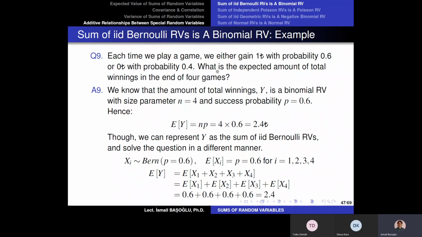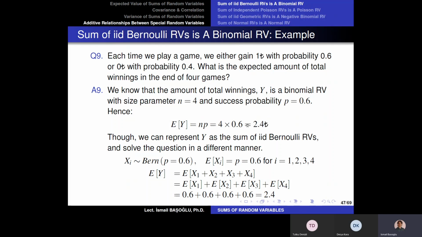Now, the question asks for the expected amount of total winnings at the end of 4 games, and that is going to be the expected value of Y. Y is the sum of x1, x2, x3, and x4, so its expectation is the sum of individual expectations, if you remember. The expected value of a sum is equal to the sum of expectations. And since each expectation is 0.6, the expected value of Y is equal to 2.4.